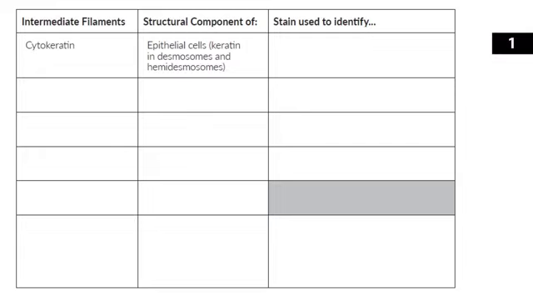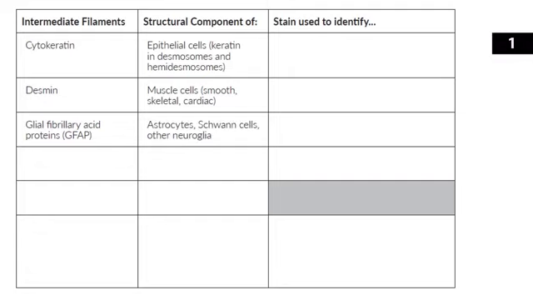Now, we're going to come back and fill in the far right column about stains in just a second, but the next row is desmin. Now, desmin is found in all types of muscle cells, smooth muscle cells, skeletal muscle cells, even cardiac muscle cells. The next one is GFAP, or glial fibrillary acid proteins, which are found in glial cells, such as astrocytes and Schwann cells and so on. So this is a type of ectodermal intermediate filament.